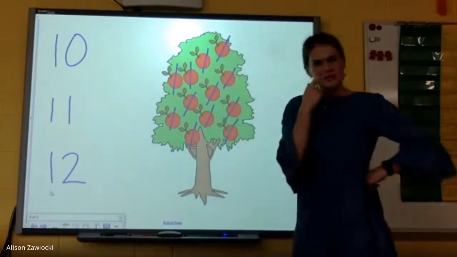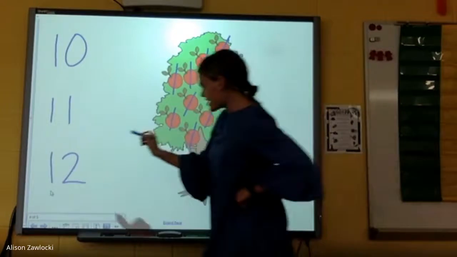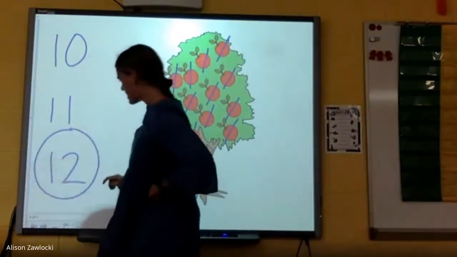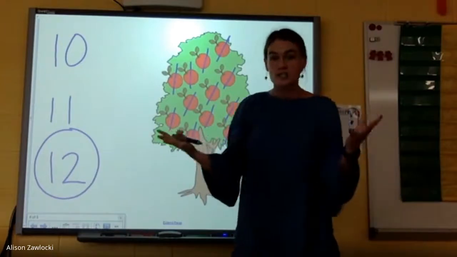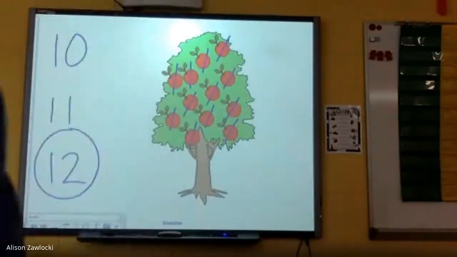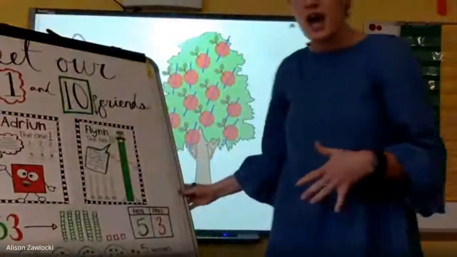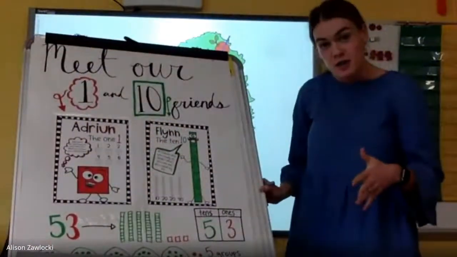So what number do I need to circle, boys and girls? That's right, I need to circle this number right here. That is 12. It has a 1 and then a 2. And we're going to talk about our 1 and 10 friends. Some of us may have met our 1 and 10 friends earlier during our small group. Some of us may have not.